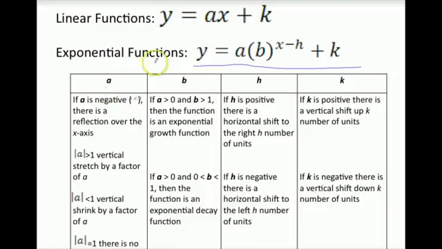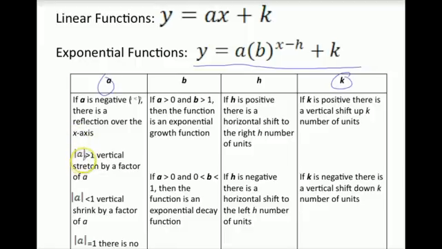Now for linear, it's only going to be pertaining to a and k, but exponential functions go for all a, b, h, and k. For both of our functions, if a is negative, meaning if a is less than 0, there is a reflection over the x-axis. So we'll be reflecting the points over the x-axis. We'll be looking at that more in depth later.